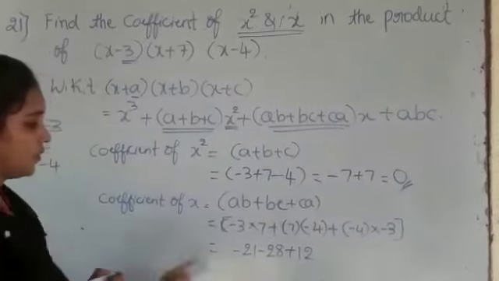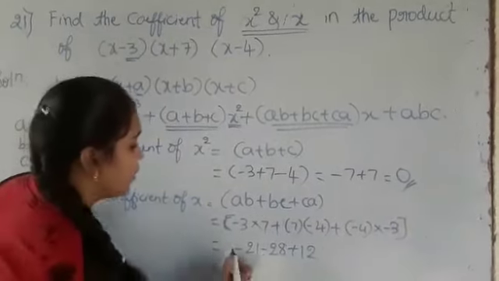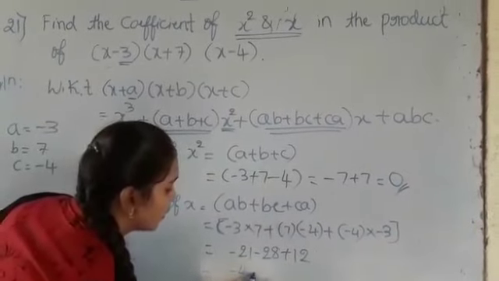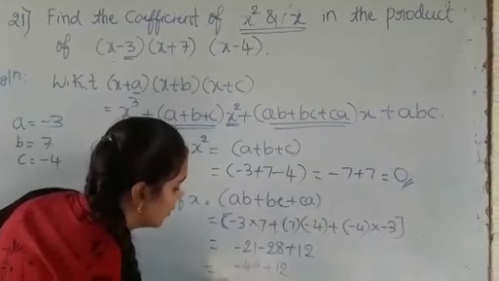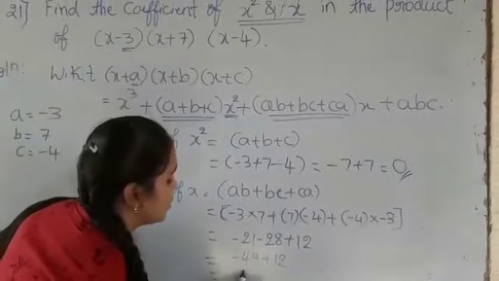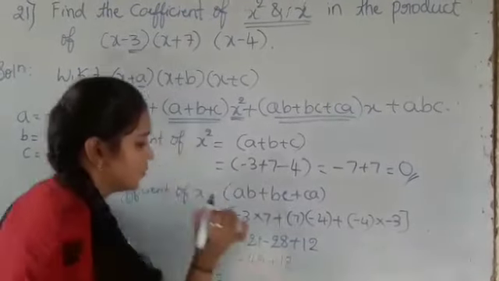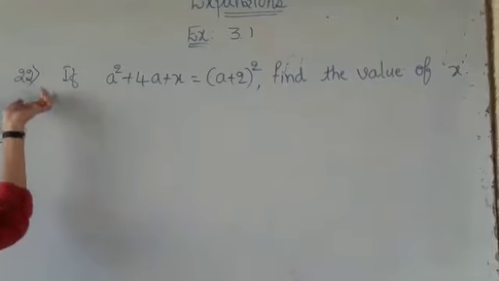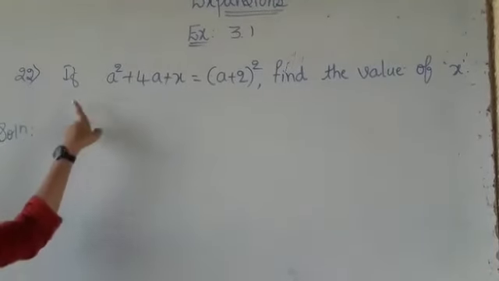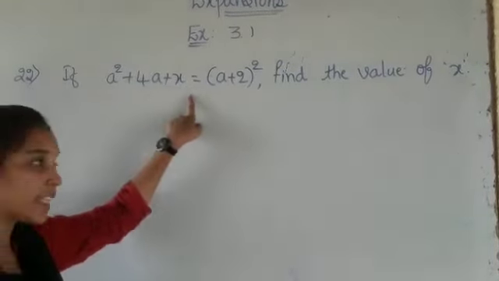So thus we will get minus 21 minus 28, that is minus 49, plus 12. So that answer is minus 37. This is the coefficient.